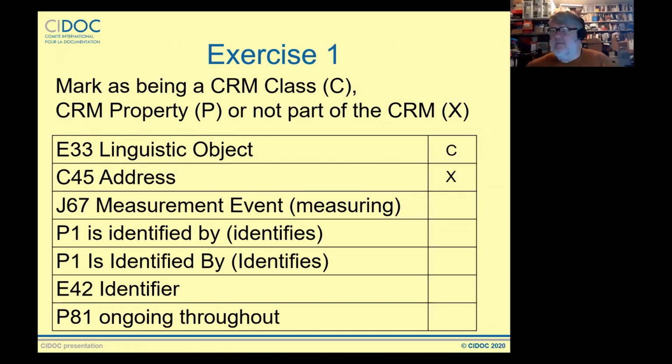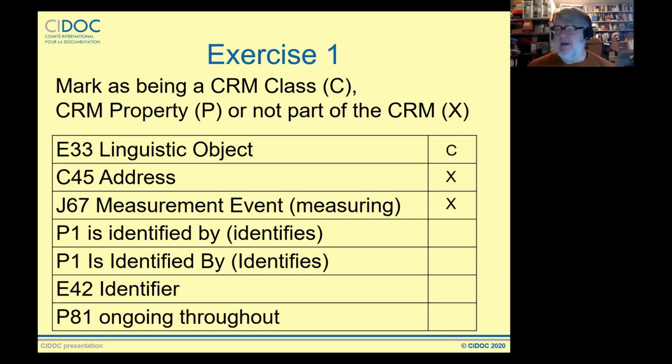And now, what about J67 measurement event brackets measuring close brackets? What do we think of that? Yeah, that's right. That's not part of anything. It breaks every rule. It's fantastic. I put my heart and soul into that.